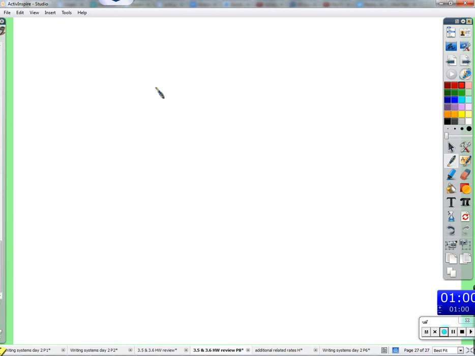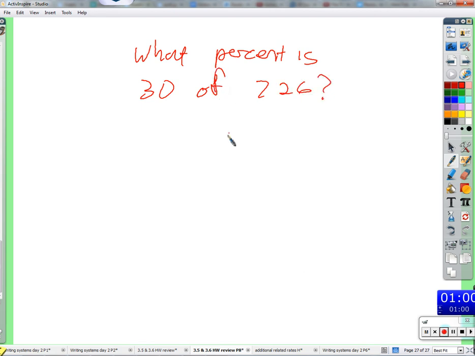So what if I wanted to find what percent is 30 of 726? Set up the proportion, then we're going to use a proportion to our advantage and set this little shortcut. 30 over 726 equals x over 100. We want to know the part of 100, not the part of the whole; we know the part of the whole.